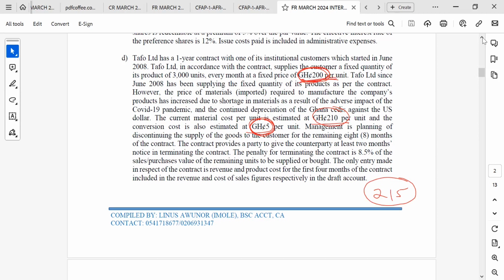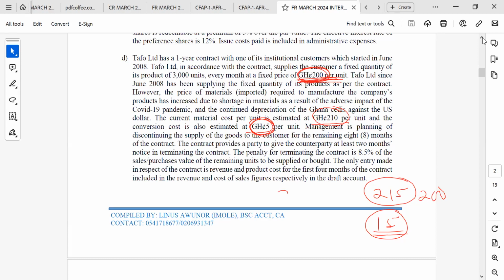So the question is, what is the additional cost if we want to continue the contract? What is the additional cost that we are going to incur to fulfill the contract? The additional cost will be 15 cedis, because we are going to recoup 200 out of this from the selling price of the contract. So we are incurring an additional cost of 15.